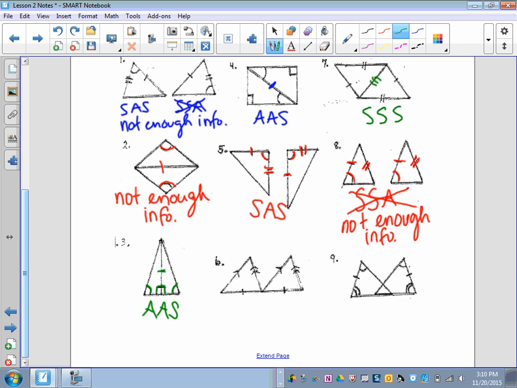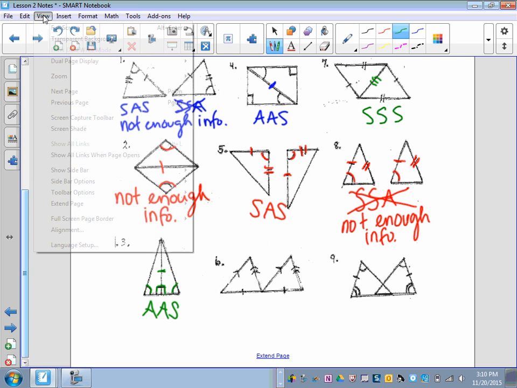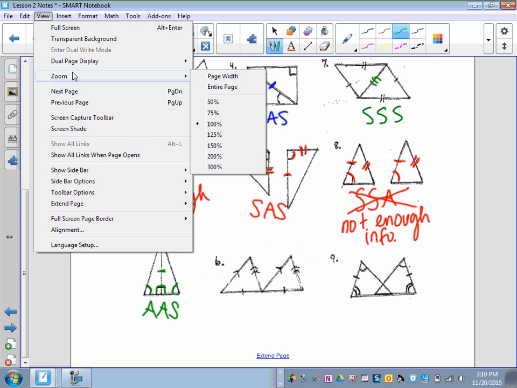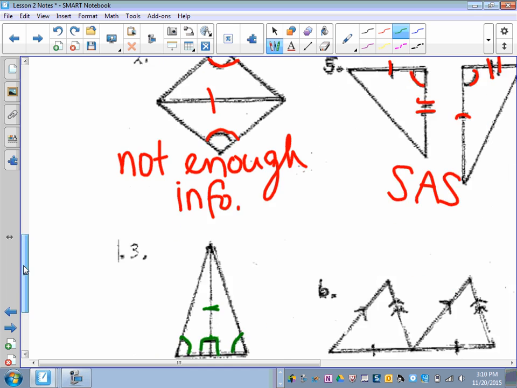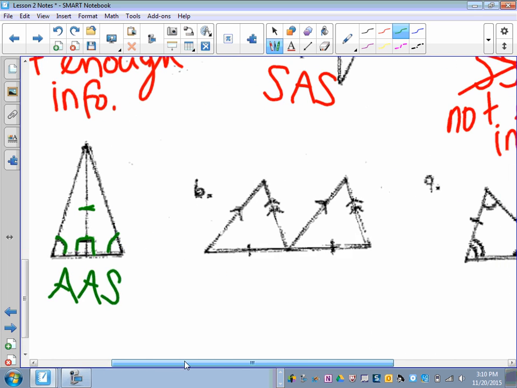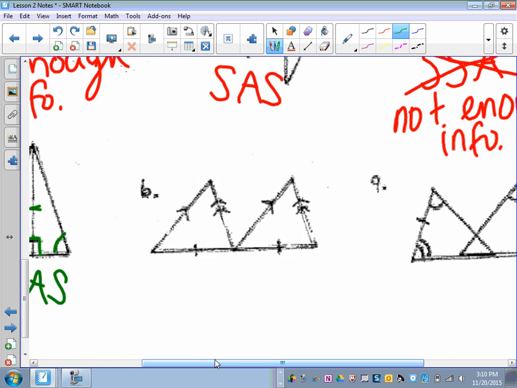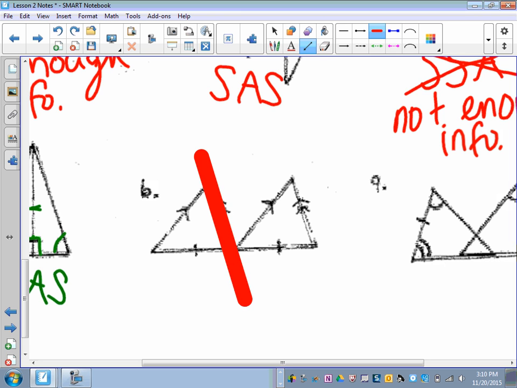Alright, number 6. I like this one. So we have to use parallel lines again, what we know about those. Alright, let me zoom in some so we can see what we're doing here. If I isolate 2 of my parallel lines, let me go ahead and do this here. Whoa, that's really thick. Let's try again.